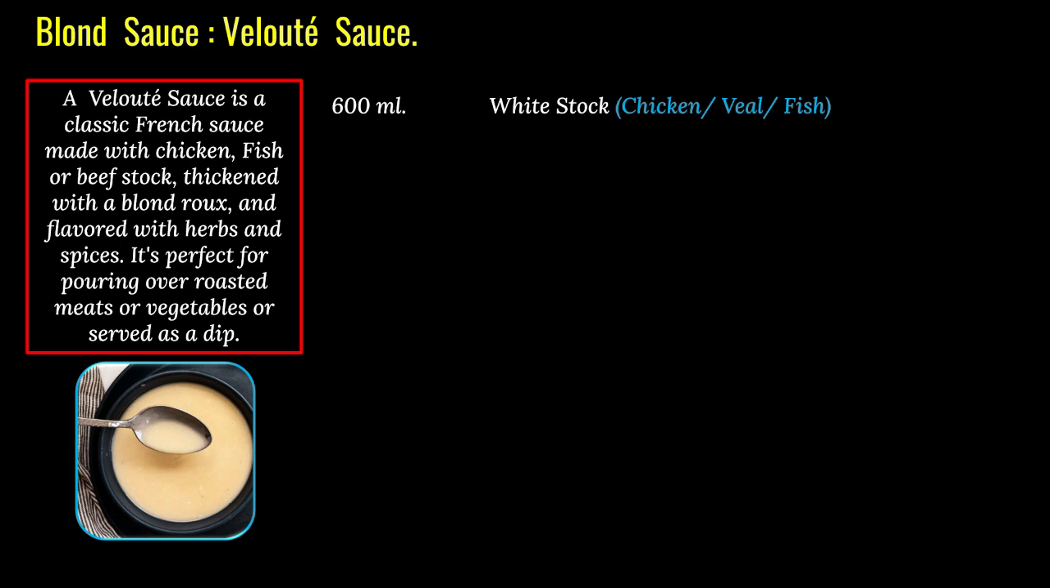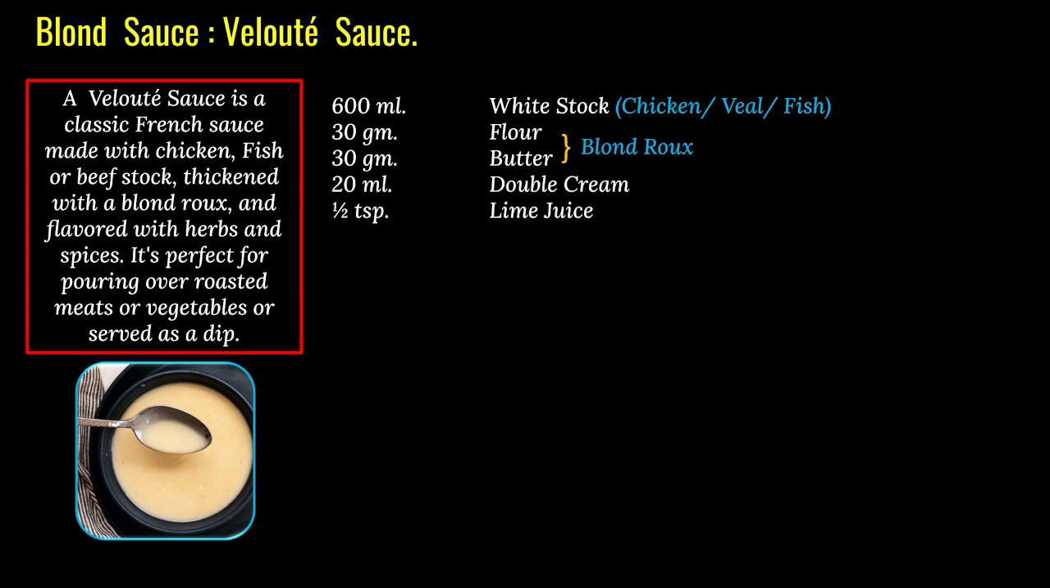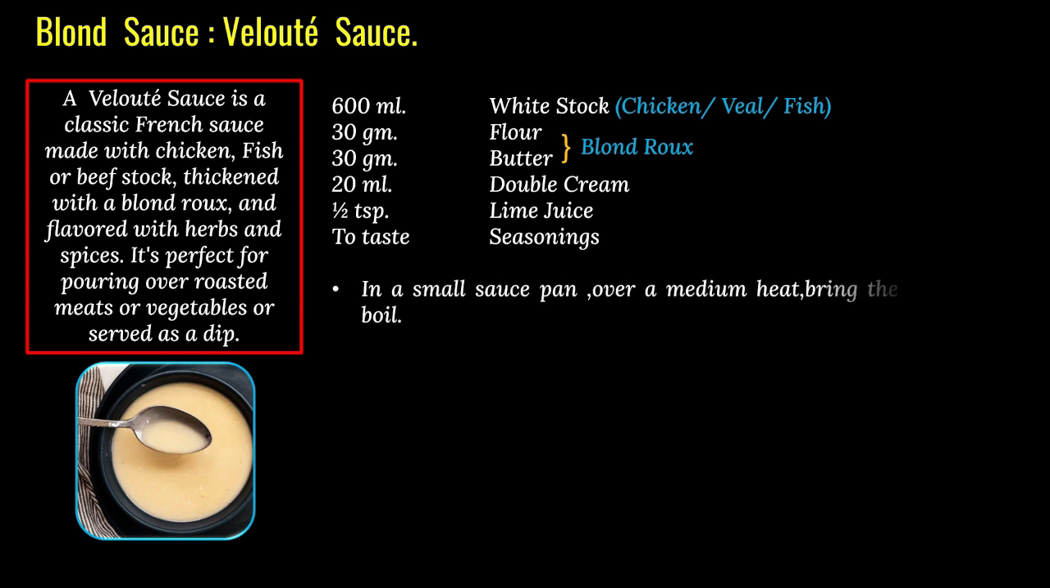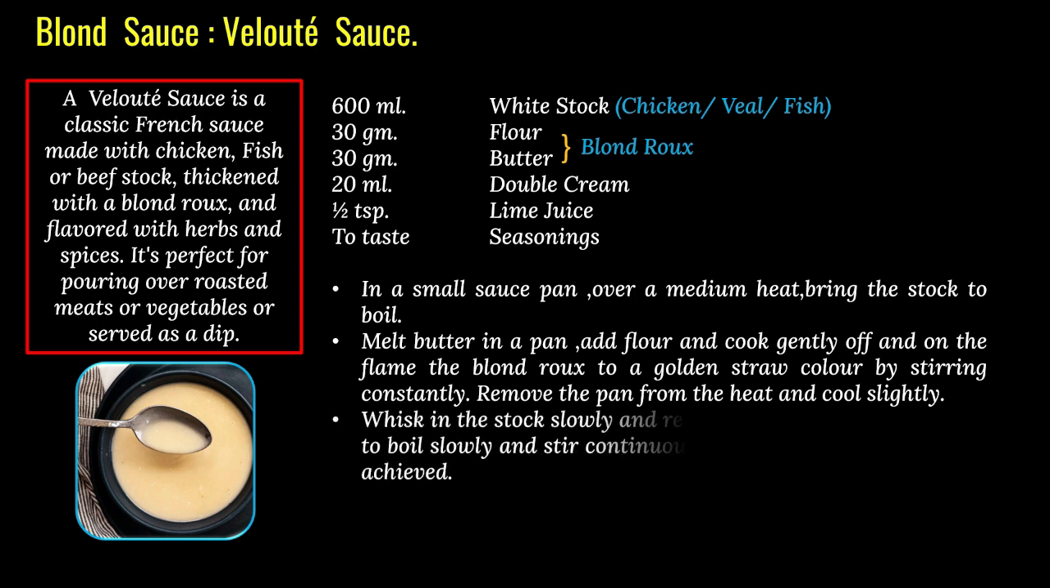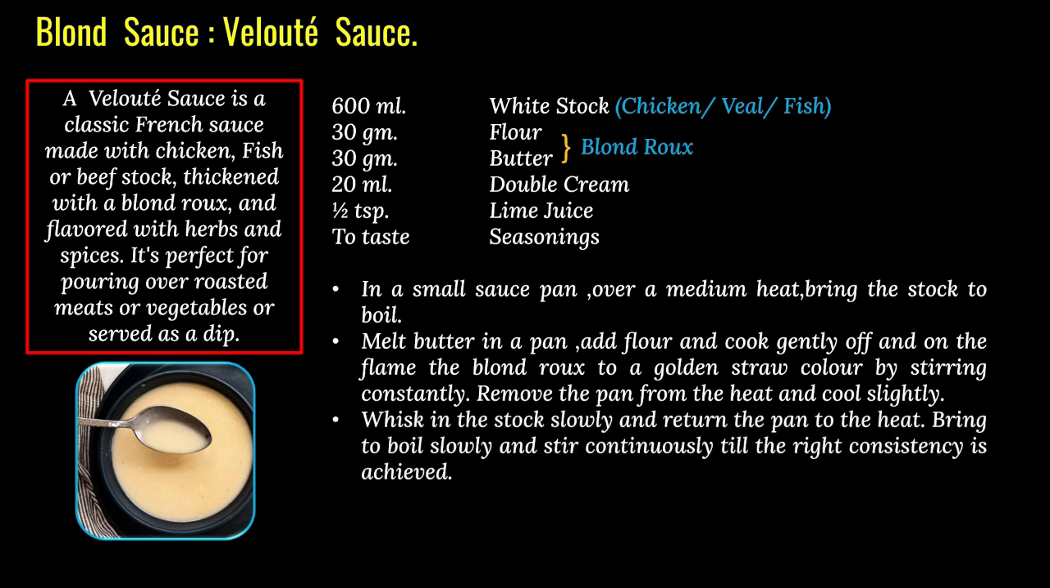We require 600 ml of white stock. Remember, for béchamel sauce we need only milk flavored with onion clouté or piqué. In this case, we require a white stock, can be chicken, veal, or fish, mainly a white stock. Then flour and butter, as usual, that is for making a blonde roux, double cream, lime juice, seasonings. In a small saucepan, we'll take all these ingredients one by one and mix it well and cook it to the desired consistency. And then finally, you're going to strain it. Your sauce will be ready.